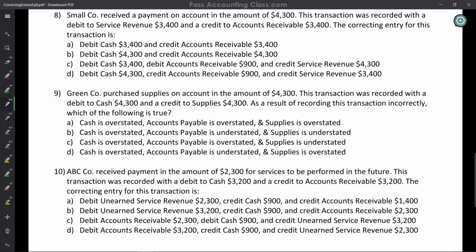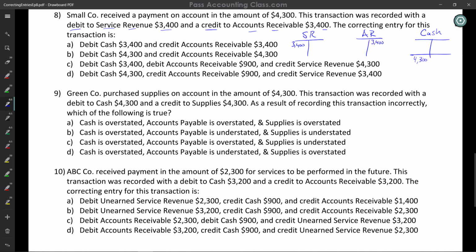So I'm going to go ahead and do my T accounts for what was actually recorded. And we had a debit to service revenue for $3,400. So I've got $3,400 for my service revenue. And I've got a credit to accounts receivable for the same amount. And then what should have happened is when we receive a payment, that means we receive cash. So I'm going to put cash here. So that's 4,300.